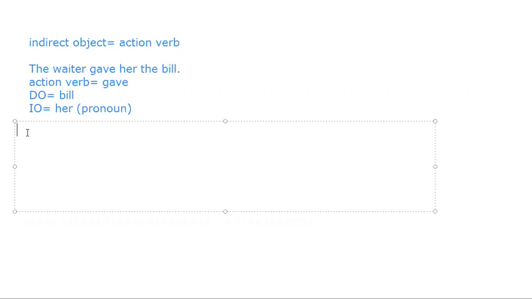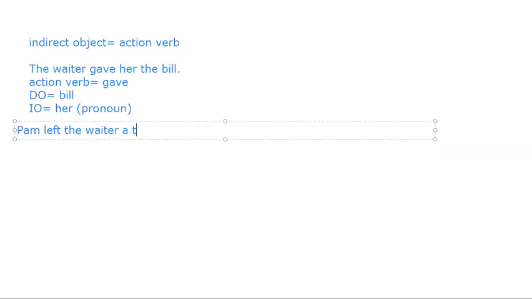Here you have answered the question. You've looked at your verb, you've determined that it's an action verb, you've looked at your direct object and your indirect object, you're set. The next sentence says: Pam left the waiter a tip. Left the waiter a tip.